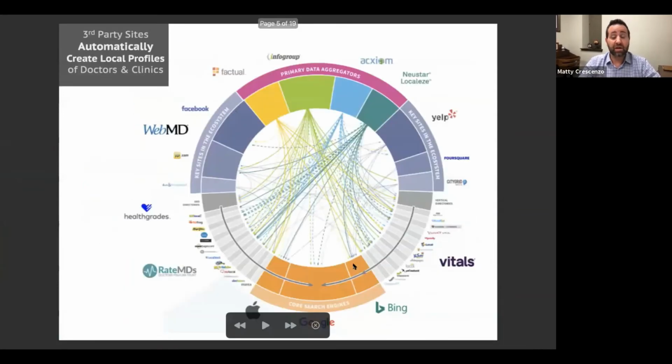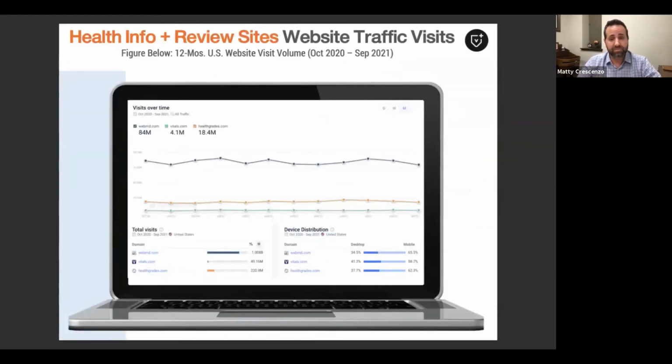Now, where that comes from are data aggregators such as Factual, Infogroup, Axiom, and then bigger, more well-known sites and search engines such as Google or Bing, WebMD, Vitals. So they automatically create these profiles. Whether or not somebody at the practice or a physician created it is not the point. They're out there, they exist, and patients are out there interacting with them and leaving reviews.